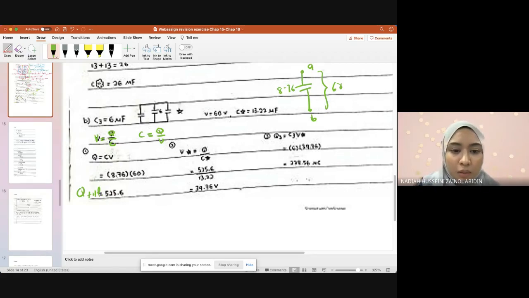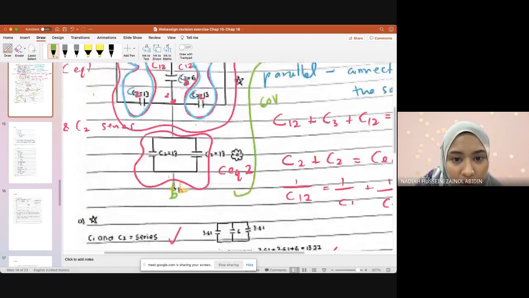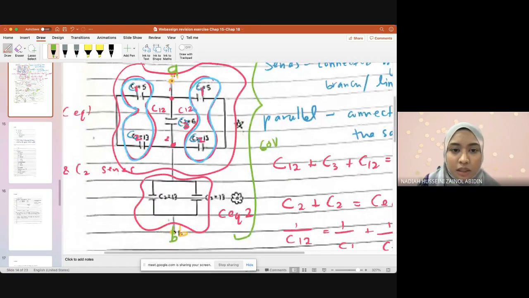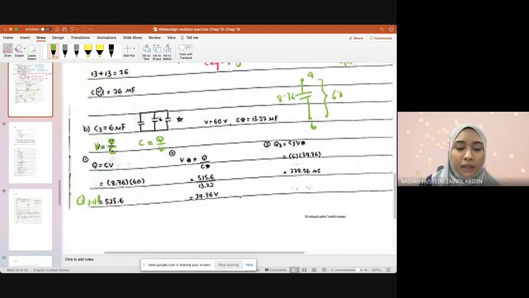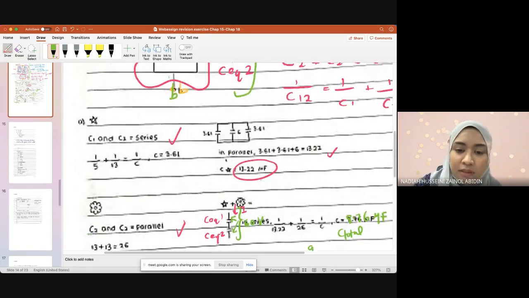Okay, so now step number 2. Let's find V star. What is V star? V star is, I don't know, Azmina said V star is the circuit on the top here. There are two circuits, right? One at the top, one at the bottom. So Azmina said, let's find the V for the top part. Okay. So V for the top part is Q over the C equivalent number 1. C equivalent number 1 was C star. What was C star? 13.22 microfarad.